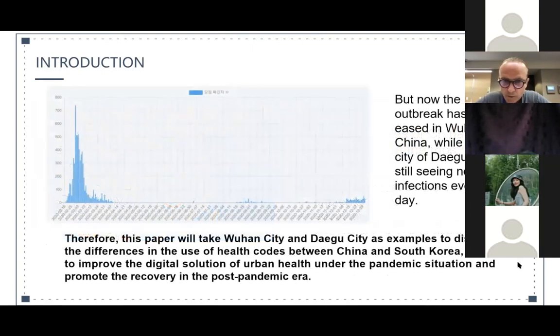By now, the outbreak has eased in Wuhan, China, while the city of Daegu is still seeing new infections every day. Therefore, this paper will take Wuhan City and Daegu City as examples to discuss the difference in the use of health code between China and South Korea, so as to improve the digital solution of urban health under the pandemic situation and promote the recovery in the post-pandemic era.